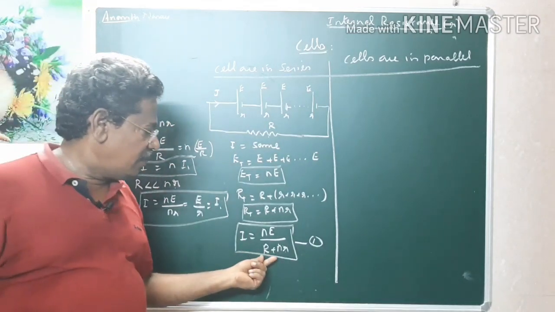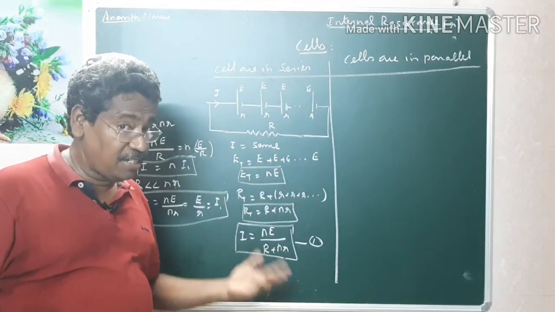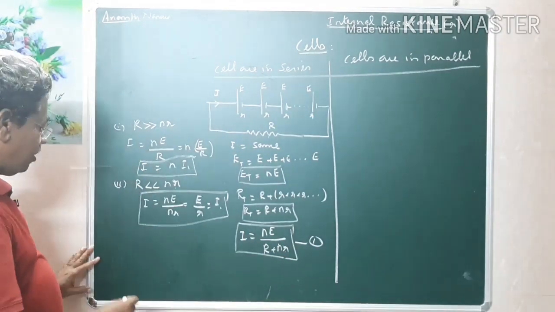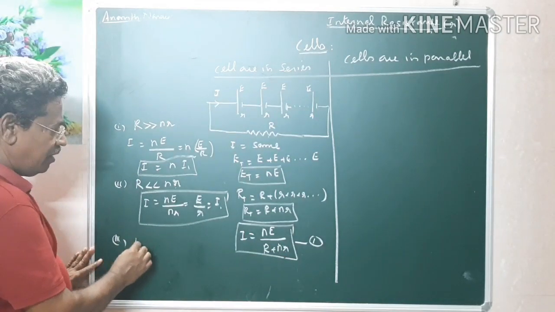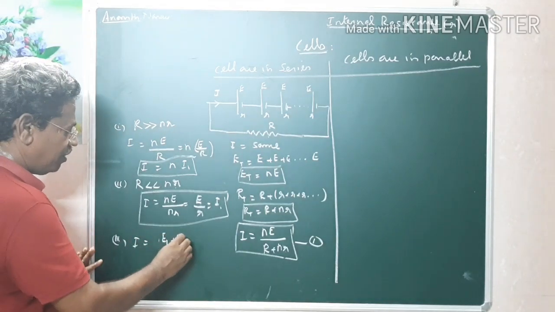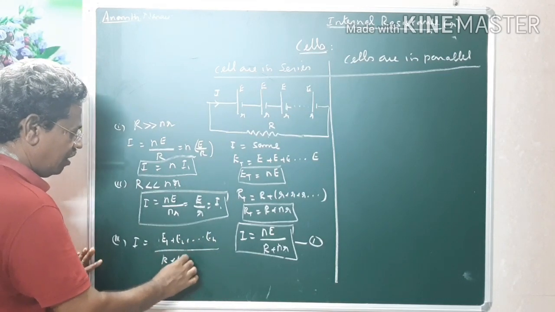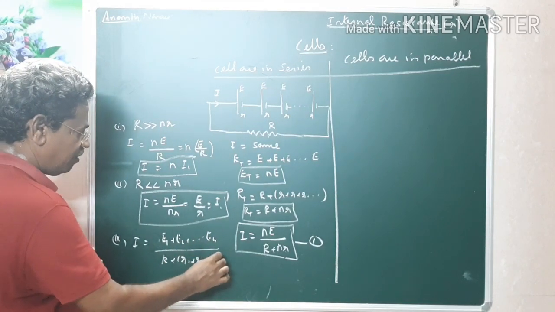Suppose the internal resistance and external resistance of each of the cells are not the same, suppose all are different. Then in this case what will we write? Therefore I is equal to, if all the batteries are different, E1 plus E2 plus up to En divided by R plus R1 plus R2 plus up to Rn. That's all.